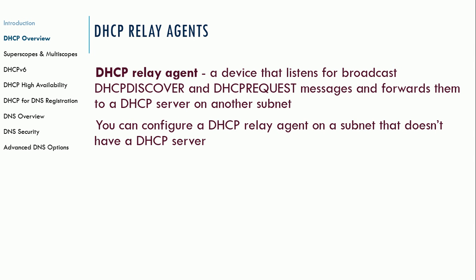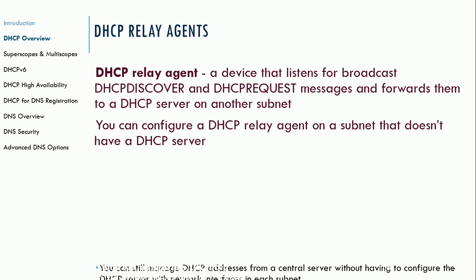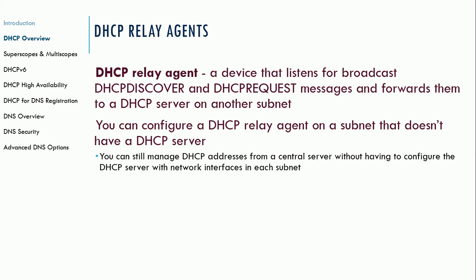Now, a relay client is basically a device that listens for those broadcast messages that we described earlier, and it forwards them to the DHCP server on another subnet. So by default, DHCP can only work in one subnet because broadcasts are only sent on one subnet. If you send a broadcast packet, it does not leave your subnet. So that would mean that you would need a DHCP server on every single subnet. But rather than having an individual DHCP server on every subnet, instead you can have a relay agent on each subnet, which relays them to a centralized DHCP server. So you don't have to have a separate DHCP server on every single subnet.